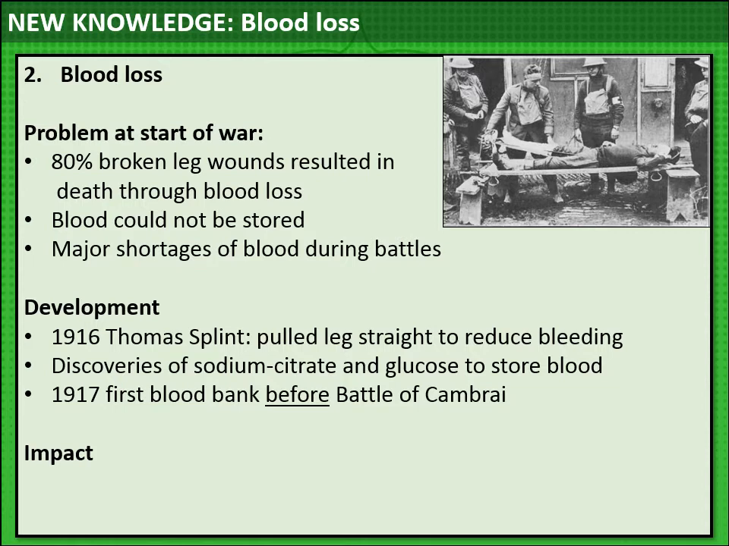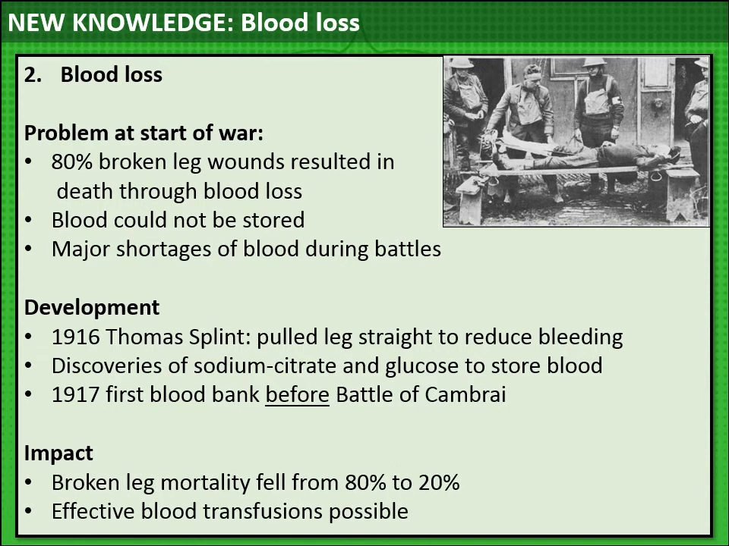And by 1917, before the Battle of Cambrai, the British Army set up a blood bank in advance of the fighting. So, when soldiers needed transfusions during operations, the blood could already be on hand. So the first blood bank is crucial. And by the end of the war, broken leg mortality had fallen from 80% down to 20%, and generally effective blood transfusions were possible.